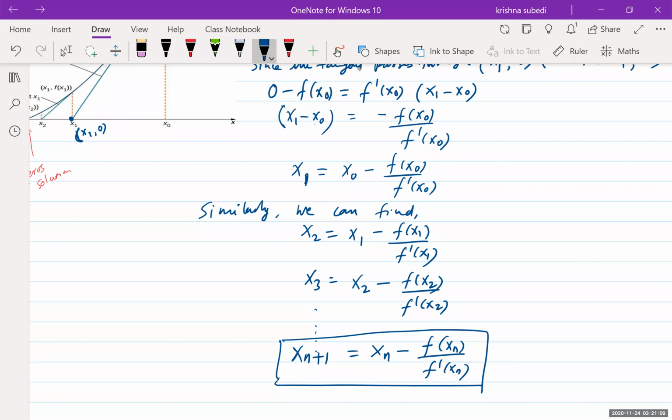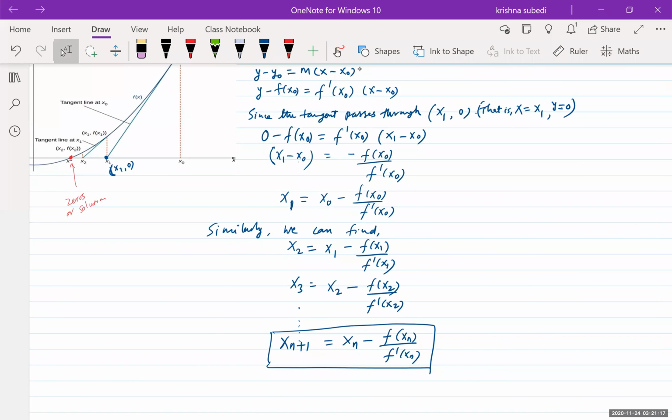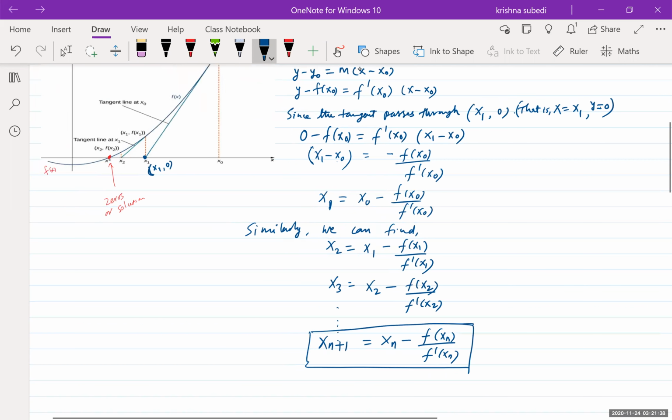This is what Newton, you know who is Newton, right? So Newton came up with this formula long time ago, and this method is really, really helpful for so many different kinds of functions or equations which cannot be solved easily by using high school algebra. So I want you to remember this formula, okay? x of n plus 1 equals xn minus f of xn over f prime of xn.